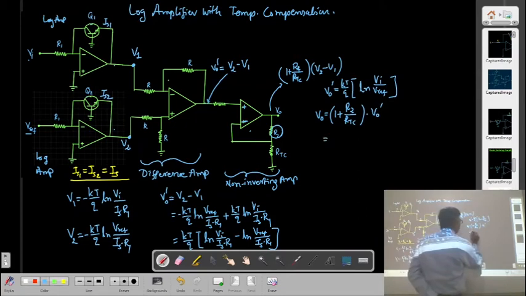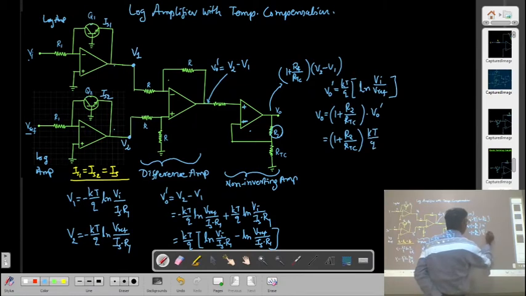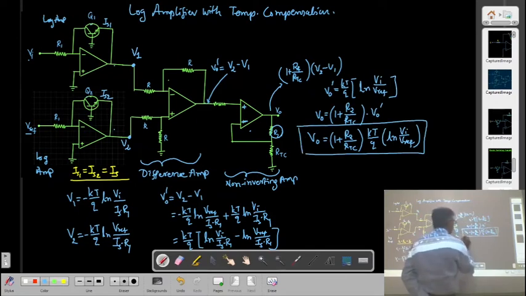Then this is equal to 1 plus R2 by RTC into, we can write KT by Q into bracket ln VI by V reference. So here we have this output voltage of this log amplifier.